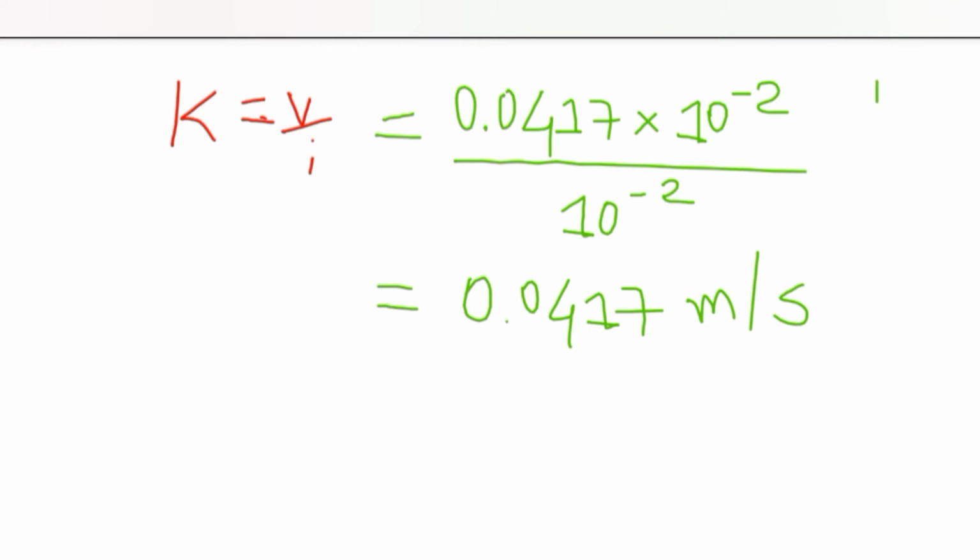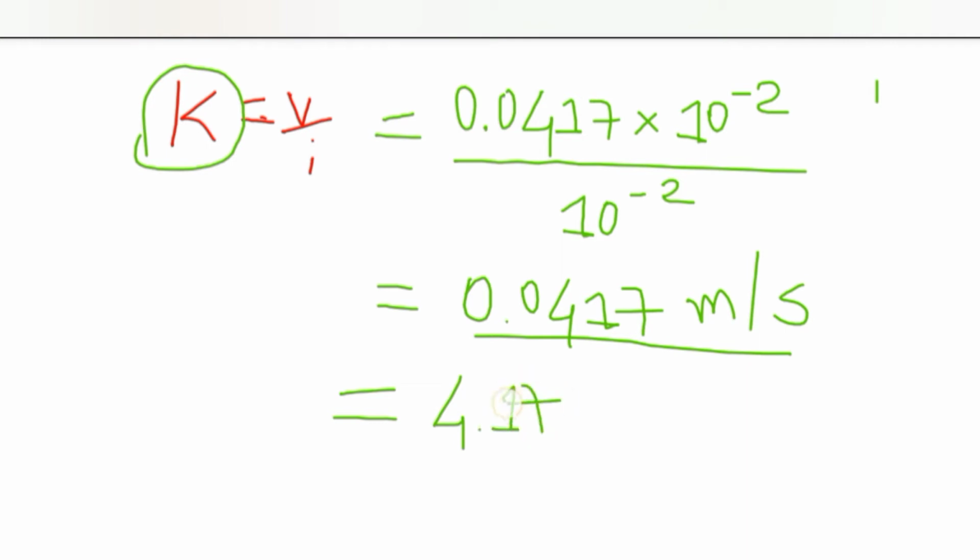So the coefficient of permeability is 0.0417 meter per second, or we can say 4.17 centimeter per second. Next we have to find the intrinsic permeability. So intrinsic permeability, that is K naught, is equal to K into nu divided by g.